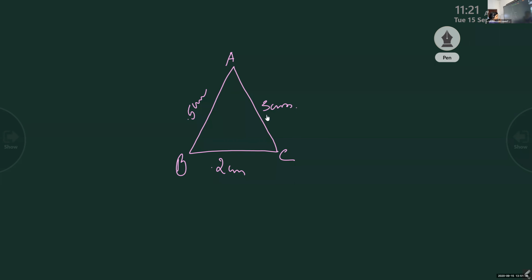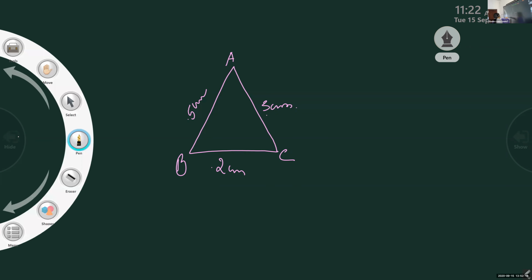Ma'am, in the question, it will be the difference. I will give a question related to that. It is about the thinking process. It is not a hot question, it is an ordinary question, just to understand the theorem. Yes, ma'am, I understand. How can we identify this minus? Same like addition, but we are subtracting. You have to subtract and check with the third side whether it is less than the third side or not. That's all.